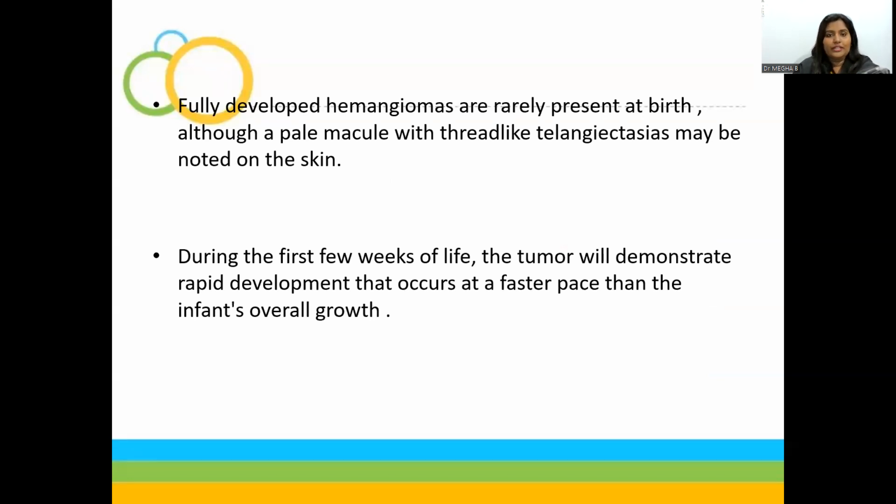Fully developed hemangiomas are usually not present at birth, but there can be evidence at birth, such as small thread-like telangiectasia or small pink macules, where the lesions will develop later. During the first few weeks of life, the tumor will demonstrate rapid development that occurs at a faster pace compared to the overall growth of the infant.